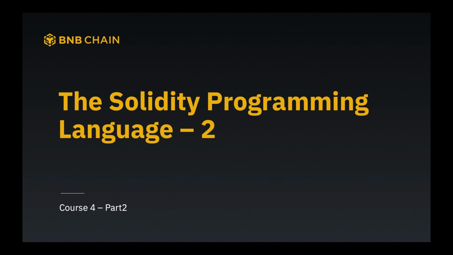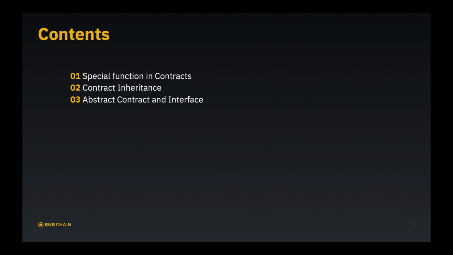Hi all, here begins the second part of our fourth video in our BNB Chain development tutorial series, which is a continuation of the last video and will be the last video about the introduction to the Solidity programming language. In the last video, we discussed the state variables, functions, and function modifiers of a contract. And in this video, we will discuss special member functions in contracts, contract inheritance, and abstract contracts and interfaces.